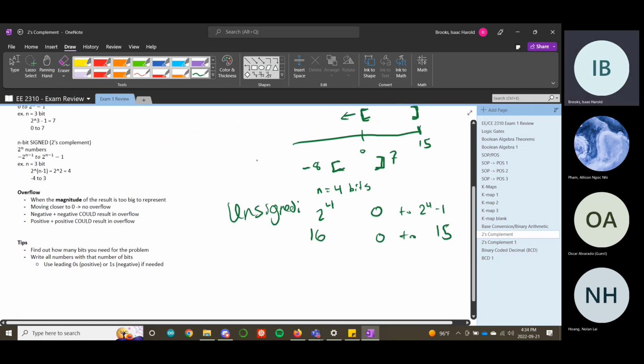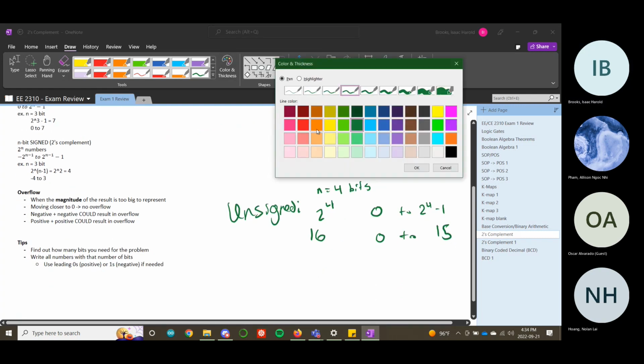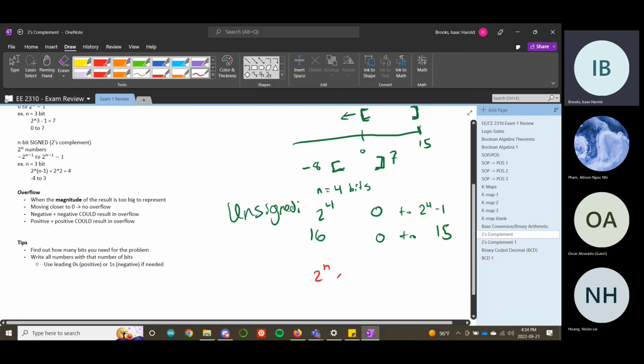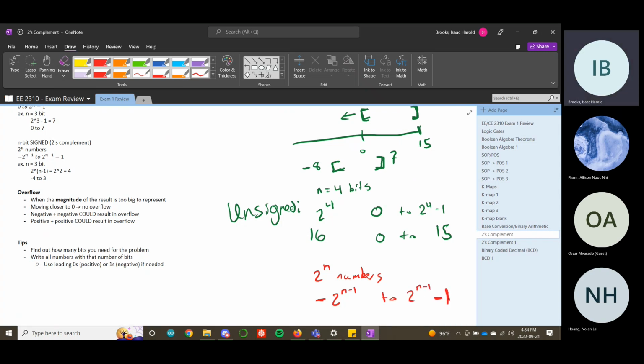When we're talking about signed, we're still representing 2 to the n numbers, but they range from -2 to the n minus 1 to 2 to the n minus 1, minus 1. This is kind of wordy and complicated, but this is what you're representing: the same range, just shifted down so that about half of them are negative and half are not.